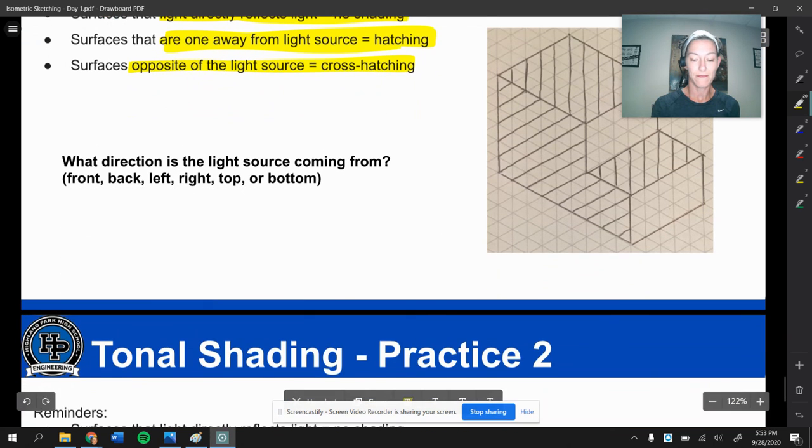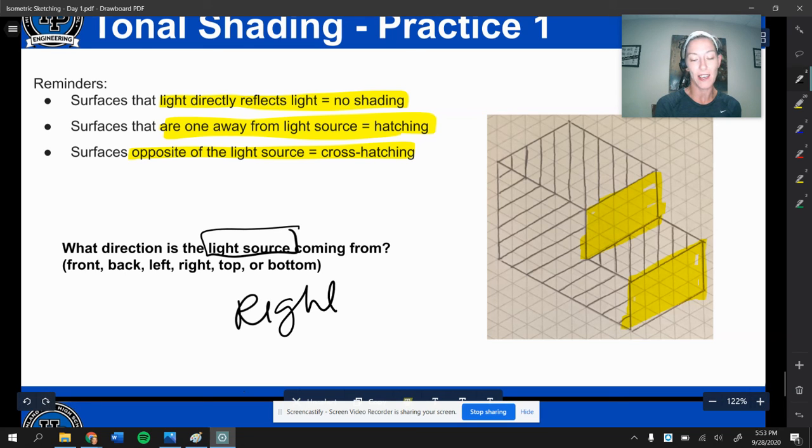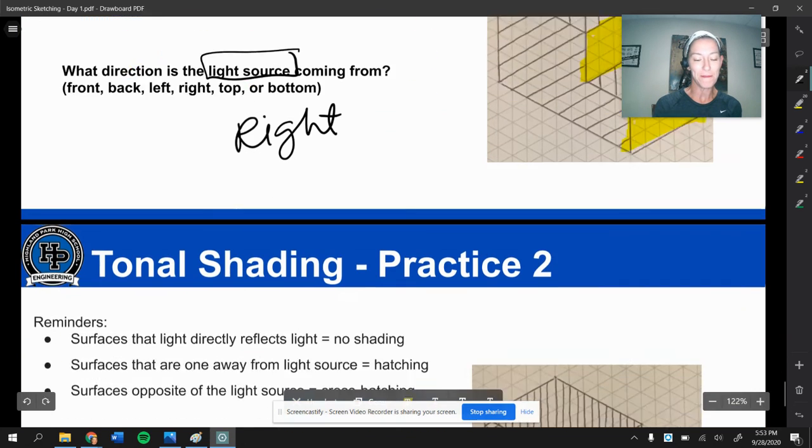Well, how'd you do? When I look at this image, I see that there's no shading on these two surfaces. Those are the right sides. That means that the light source is coming from the right side of the object. Did you get it? Let's try one more.